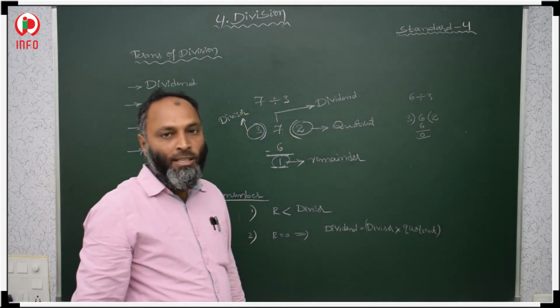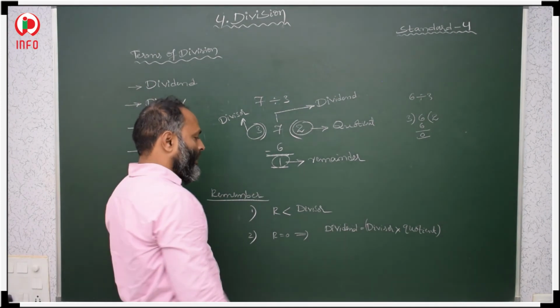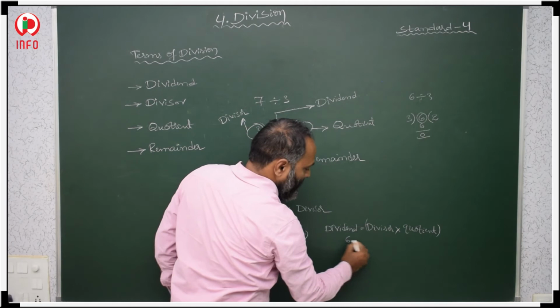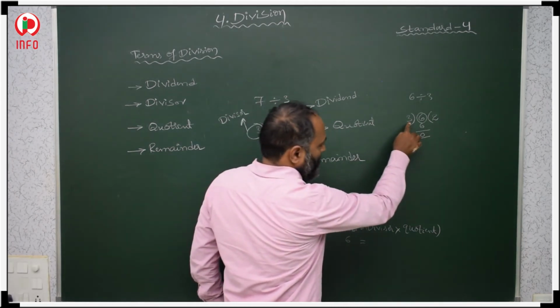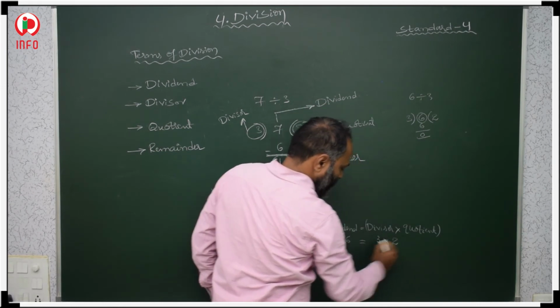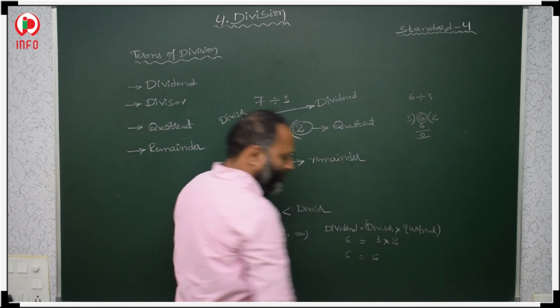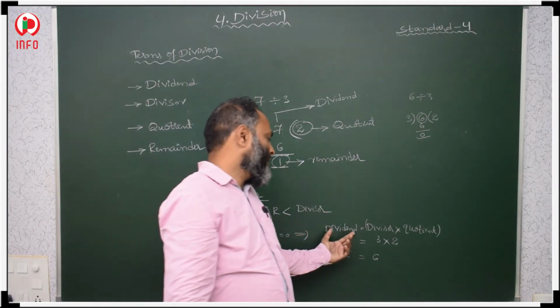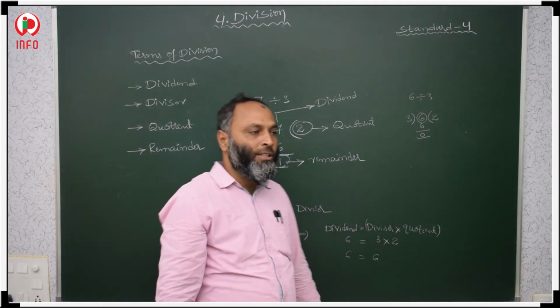When the remainder is 0, what do we have to use here? Dividend means this one, 6, is equal to divisor, which is 3, into quotient, which is 2. 6 is equal to 3 2s are 6. When the remainder is equal to 0, the formula is dividend is equal to divisor into quotient.